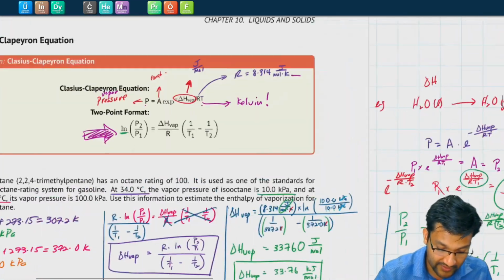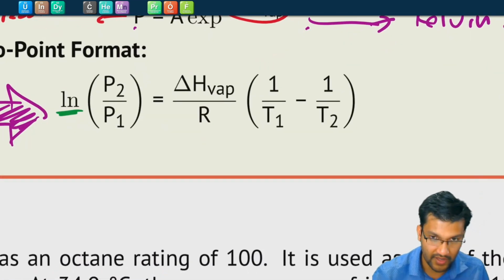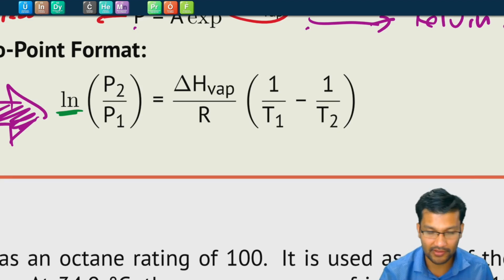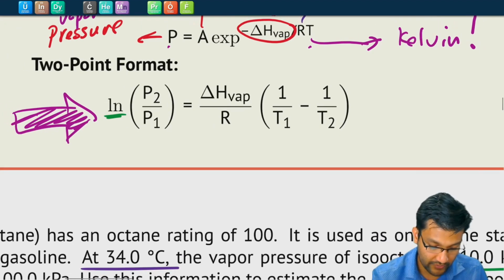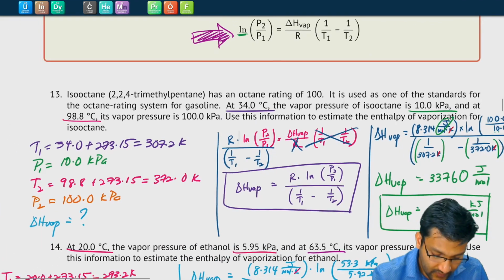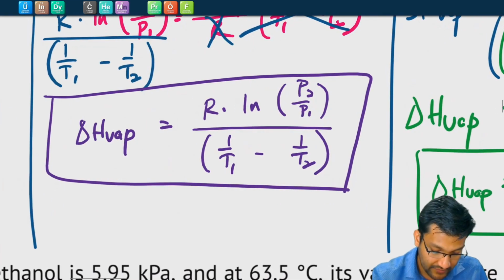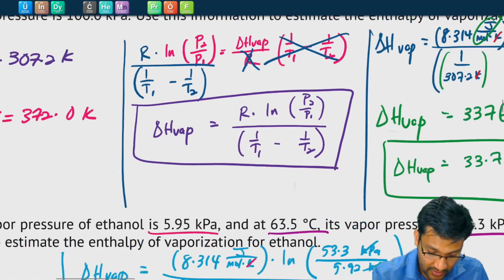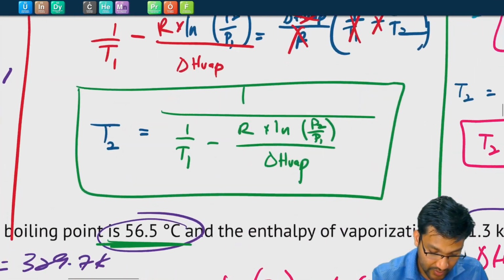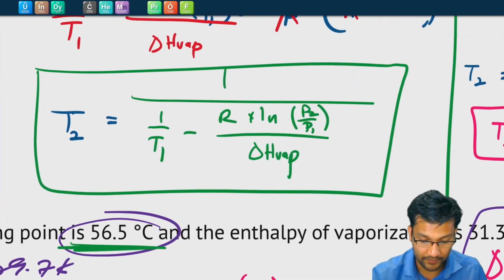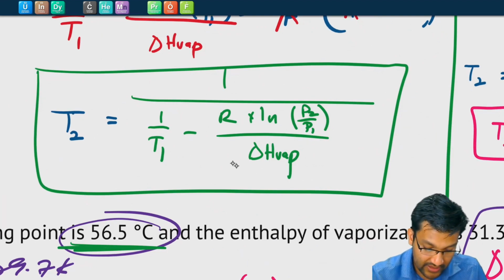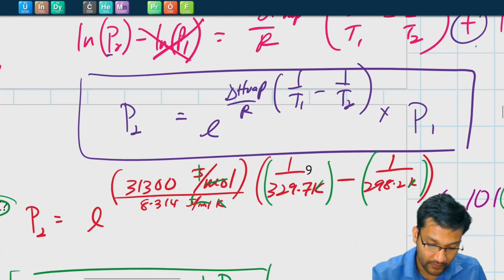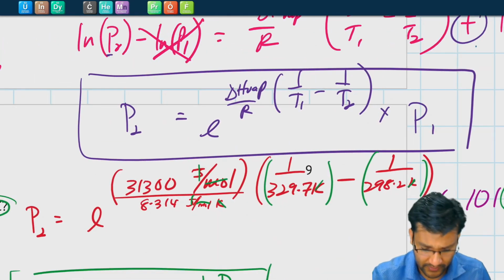You don't need to know how to derive it necessarily, just how to use it, but this is a 2-point form. 2-point form means if we have two different pressures or two different temperatures, basically two different conditions that we want to explore, we use the 2-point format for the Clausius-Clapeyron equation. So we use that to find a number of things. We can find the heat of vaporization if we know two different vapor pressures at two different temperatures. We can find final temperatures at which things would boil if we know the heat of vaporization and some other quantities, or we can find vapor pressures using this equation at different temperatures.